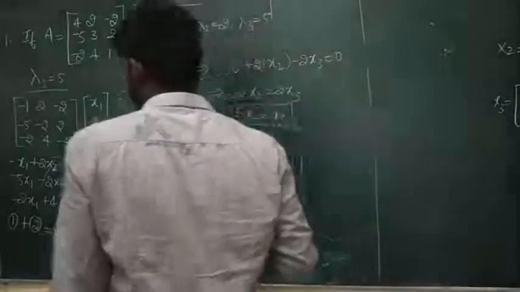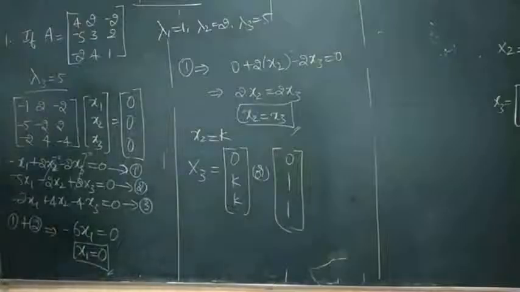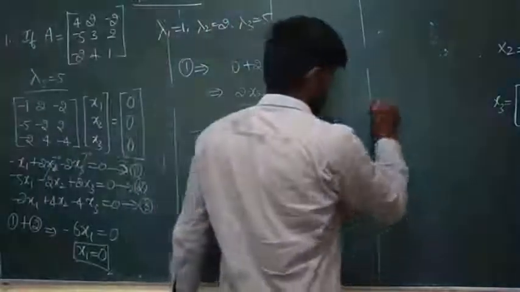Therefore, by these all eigenvectors, we write one matrix called matrix P.